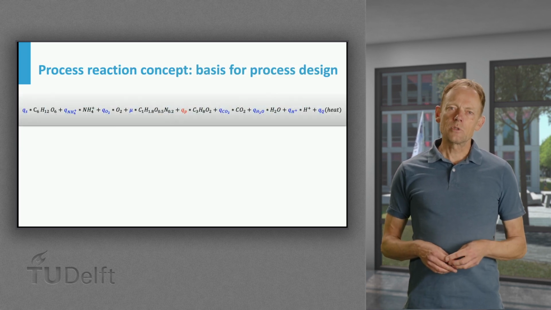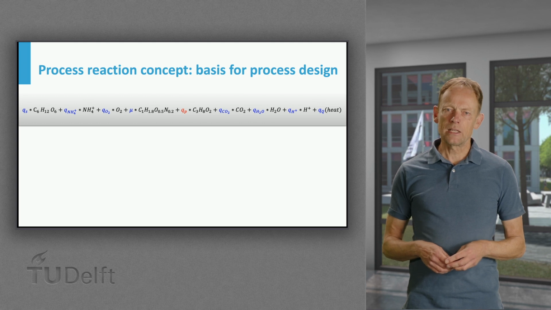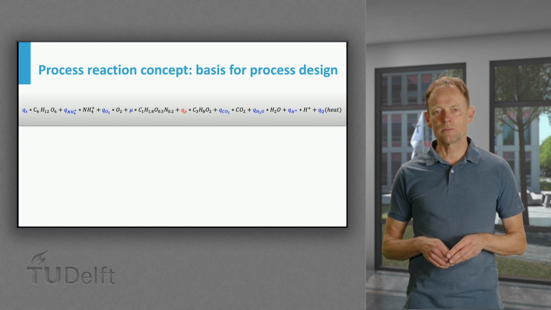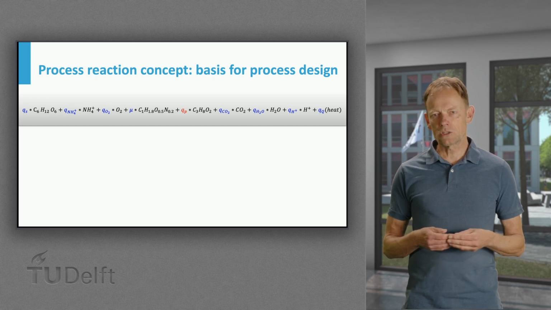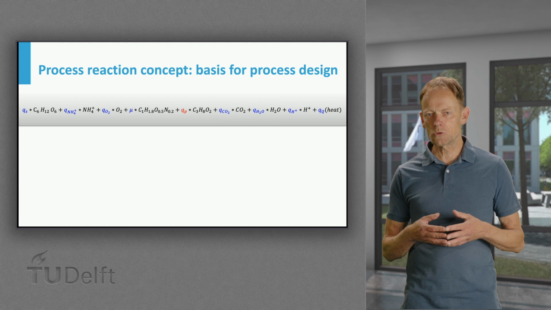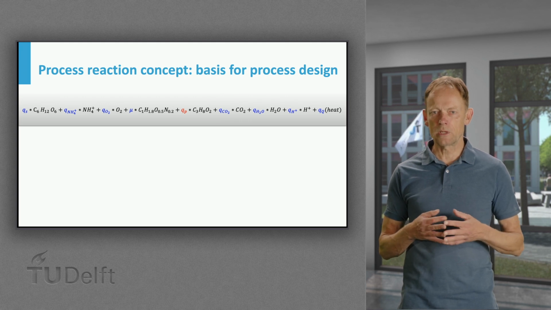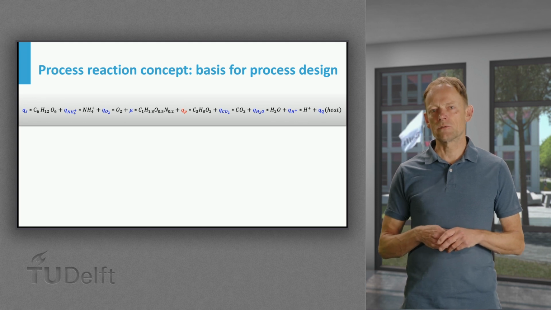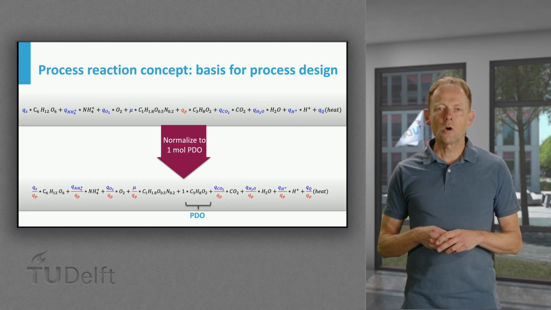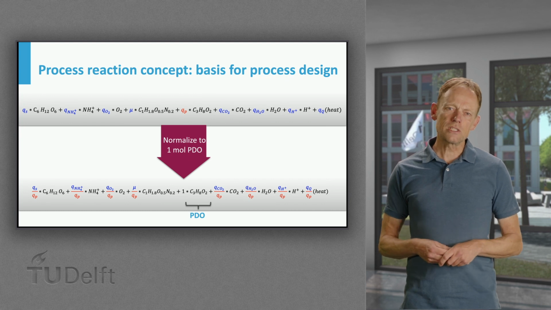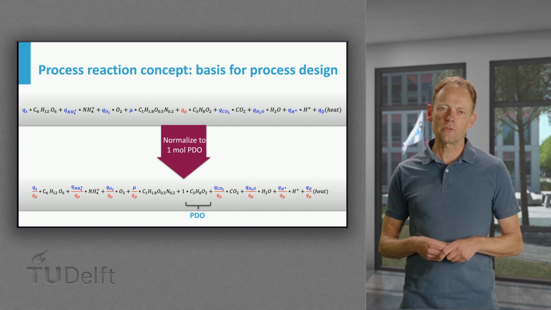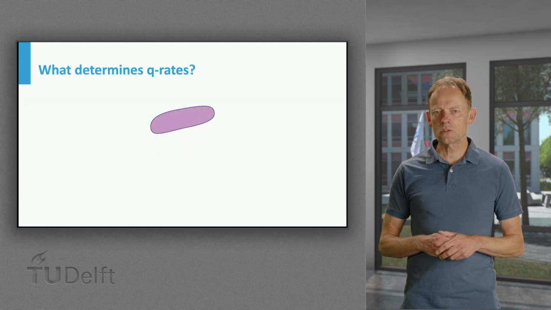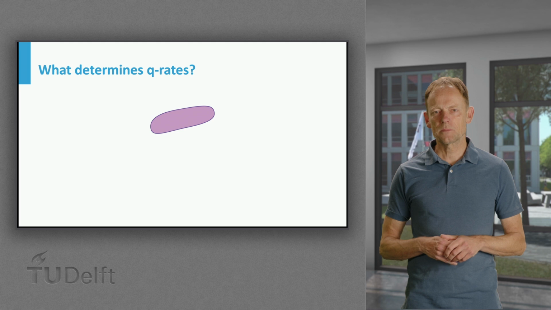It is now time to introduce an important tool for design and evaluation of bioreaction systems, the process reaction. Substrate plus oxygen plus nitrogen source goes to cells, product, CO2, water and protons, and heat is formed and Gibbs energy is released. When normalized to 1 mole product, the coefficients in this equation are ratios of Q rates. But first, let us ask ourselves what determines the Q rates.